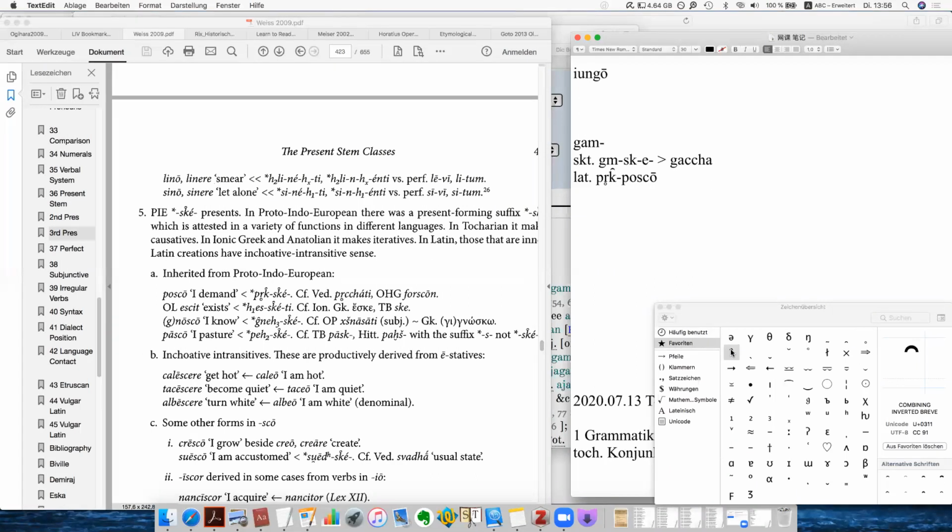and this k is a palatal k, yeah. It's palatal k, right. Okay, and then there's a sound change in Latin, like pie-ā-r becomes in Latin or.